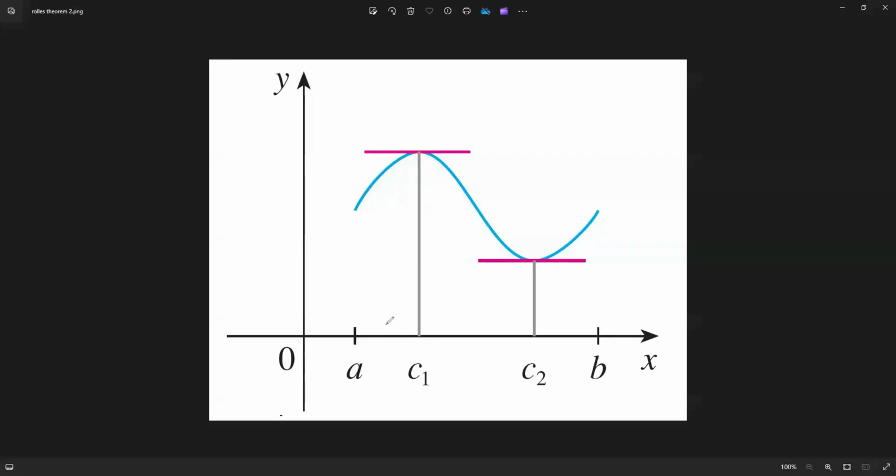Okay, the second condition is the function, I mean the graph, has to be differentiable over the open interval a comma b. So there is no sharp corner, as I explained in one of the graphs previously.